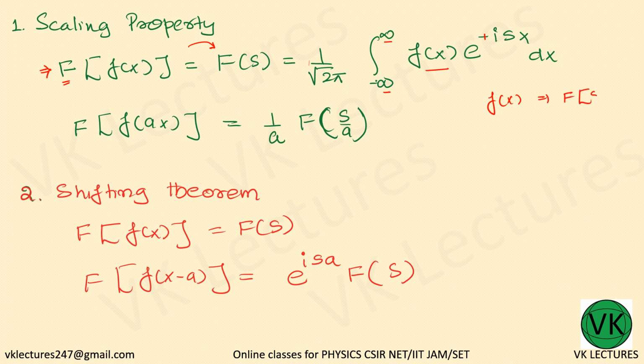Now what if you are finding the Fourier transform of f of ax? This is the Fourier transform of f of x. What about the Fourier transform of f of ax? This is the question. The simple formula is 1 by a times the Fourier transform, or you can write F of s by a. This is F of s. You can immediately write the transform as F of s by a, just multiply by 1 by a.